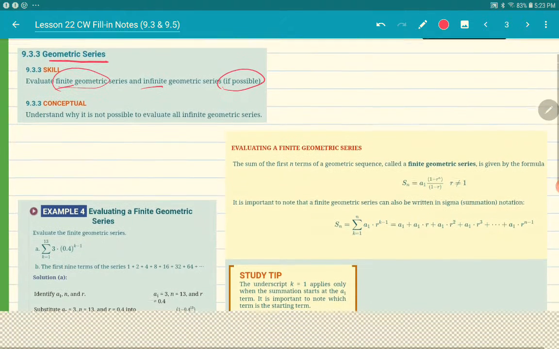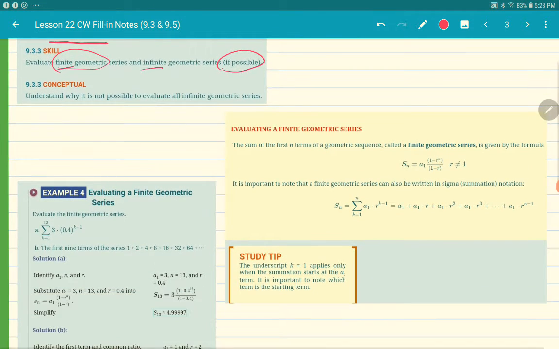All right, so in our yellow box here, we have evaluating a finite geometric series. So here's our formula to evaluate the geometric series. This is a formula for a finite one.